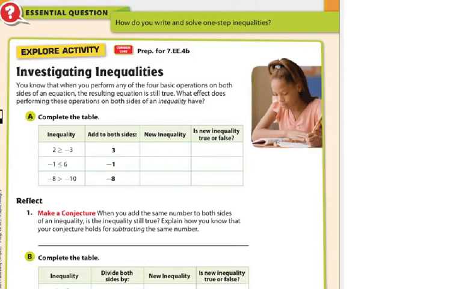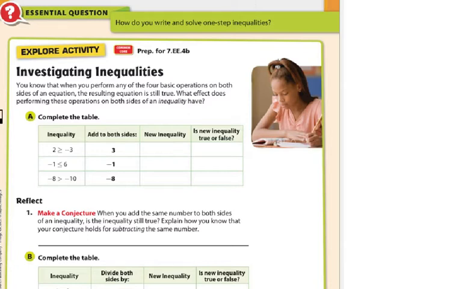So the first activity is an explore activity, and it wants you to investigate inequalities. And it says whenever you perform any of the four basic operations on both sides of an equation, the resulting equation is still true. So if I do something to one side, I do it to the other, which means that my equation is still balanced, right? Both sides are still the same. So if I add 2 to the right side of the equation and I add 2 to the left side of the equation, everything is still balanced. So that's why whatever we do to one side, we have to do to the other.